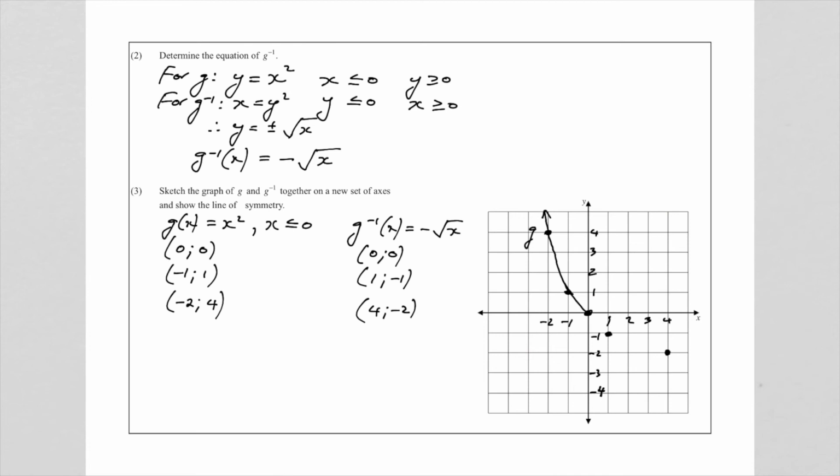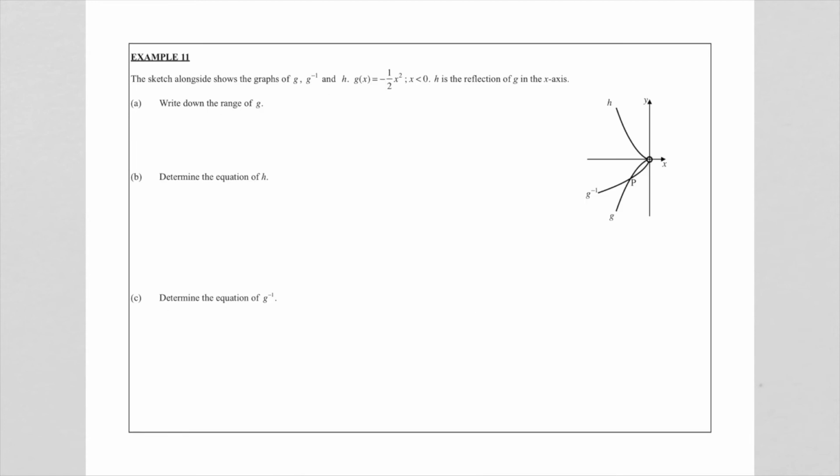So let's do that. So now you can see the graph of the inverse. That is the graph of g. That is the inverse of g. And that is the line of symmetry, the line y equal to x. And with that, we are finished with this drawing. Let's now look at the next question.